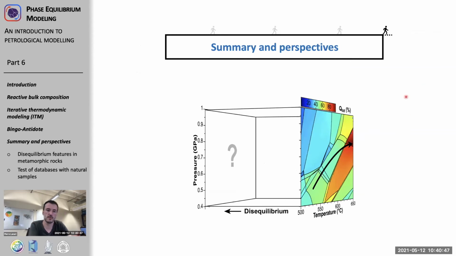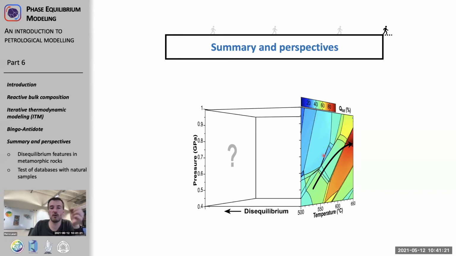So that was the presentation of Bingo-Antidote. And I'm now running out of time, so I will just quickly make a summary of what we have seen. When you calculate a phase diagram for the bulk rock composition, you basically restrict yourself to this colored map on this diagram: the temperature and pressure region, assuming that equilibrium thermodynamics was achieved for the system that is represented by your bulk rock composition.